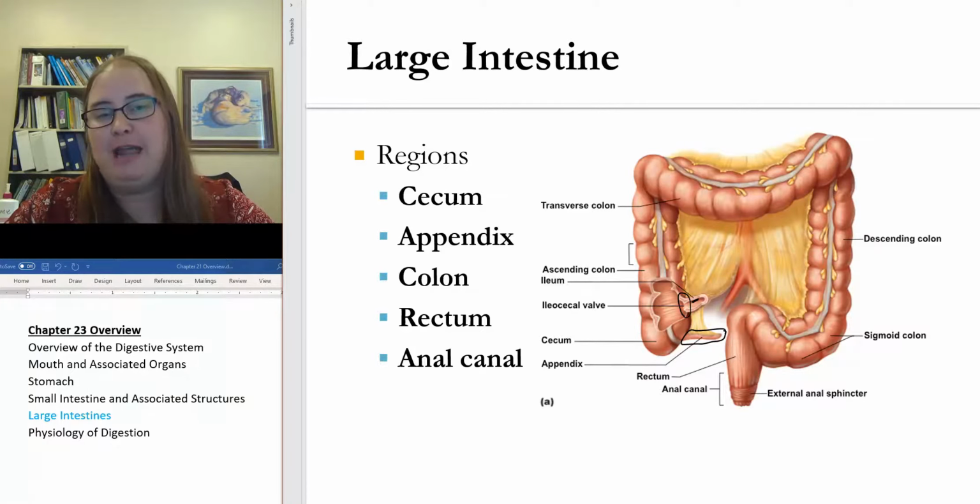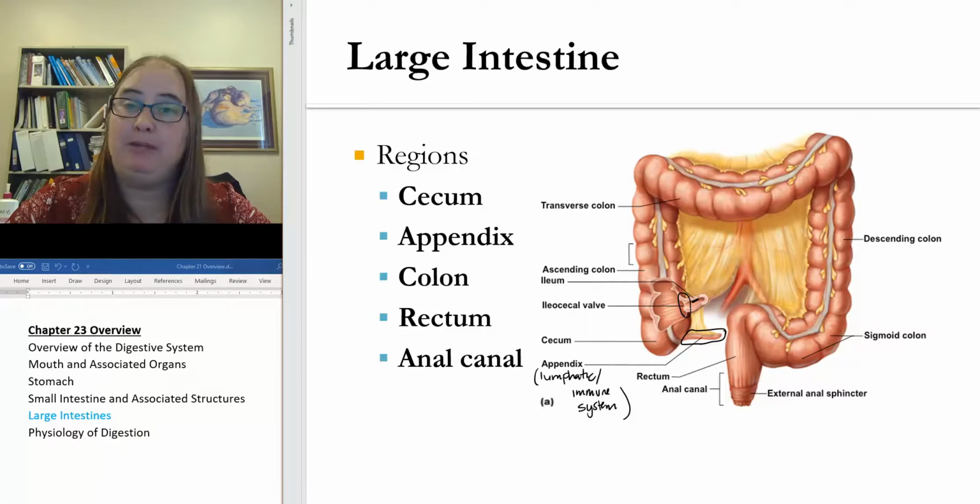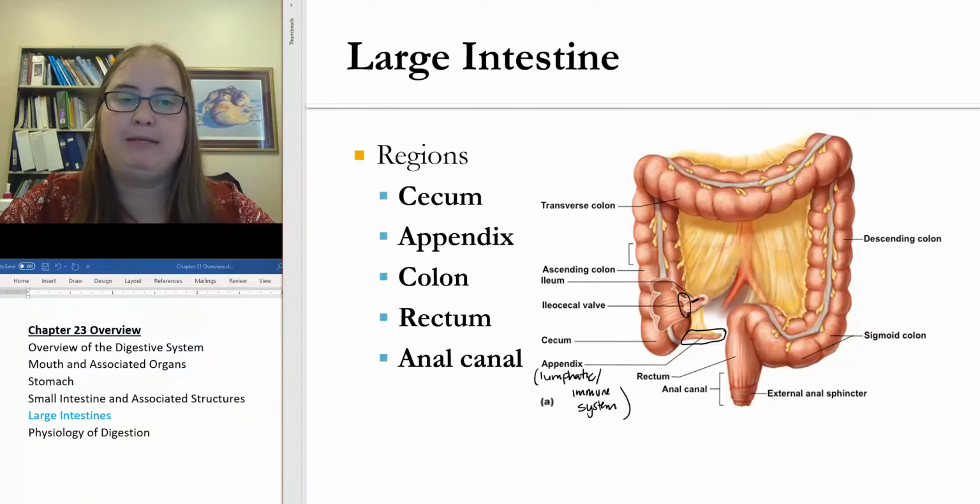We actually now put the appendix in the lymphatic/immune system. For the longest time, it was believed that the appendix had no function, but now they have evidence that shows that the appendix actually has a function within the immune system.